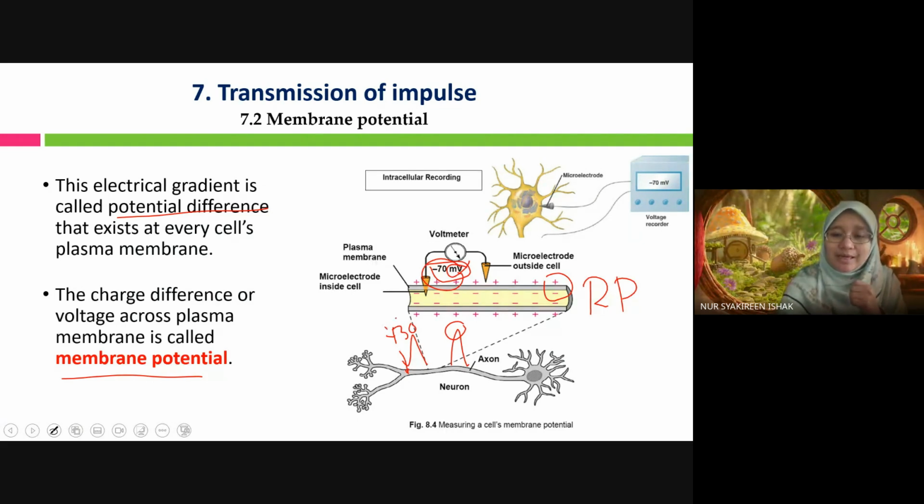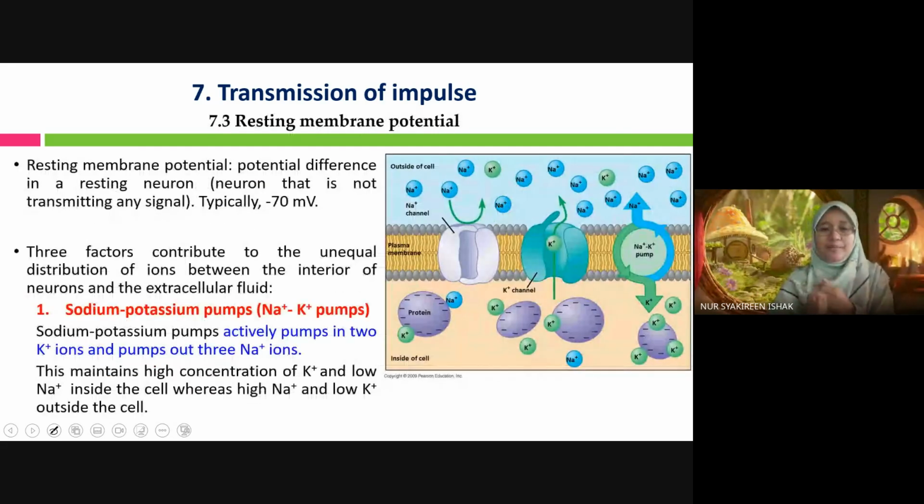Okay, the measurement is in voltage: positive 30 millivolts at the peak of an action potential. Okay. So next, before we understand how the action potential is generated along the axon, we need to know this resting potential here.